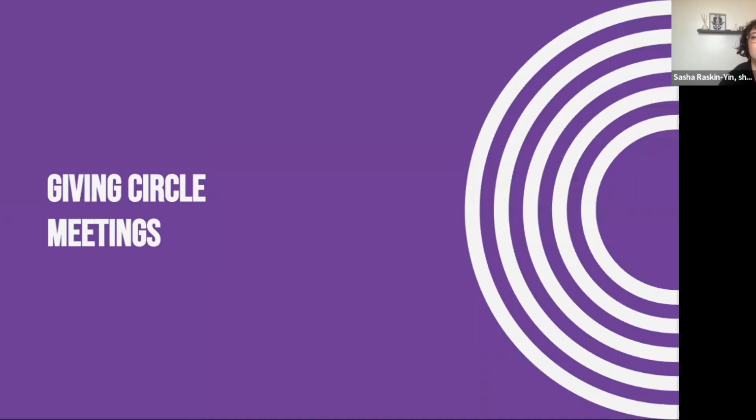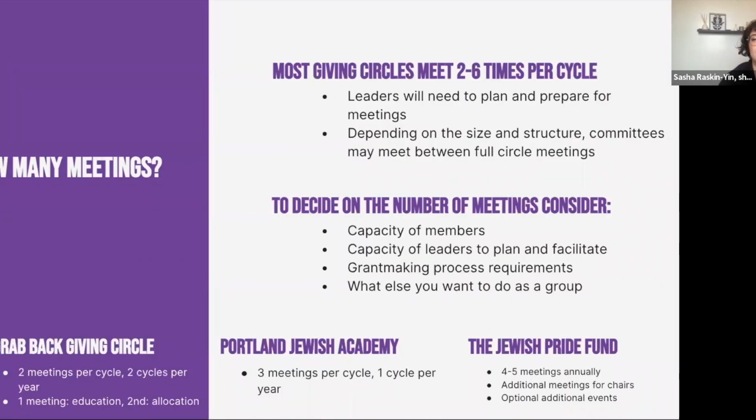Up to this point, you've learned about designing a Giving Circle, but how often will you want to meet, and what does this look like when you finally have your members gathered in a room? Let's start with the number of meetings. And again, we have examples from our 3 Giving Circle case studies at the bottom of the slides, just as we had in the first 2 videos.